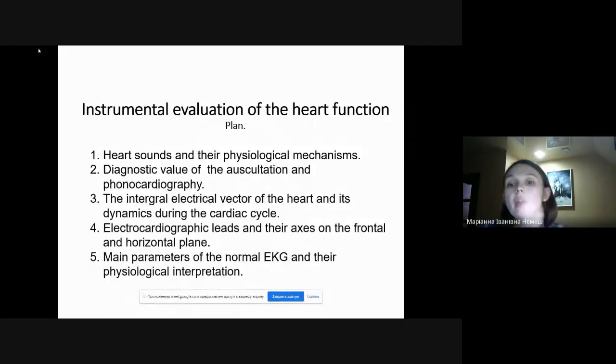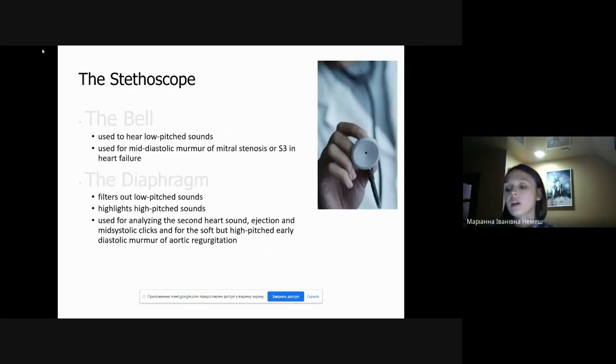Today is our plan. Heart sounds and their physiological mechanism. Diagnostic value of auscultation and phonocardiography. The integral electrical vector of the heart and its dynamic during the cardiac cycle. Electrocardiographic leads and their axis on the frontal and horizontal plane, and main parameters of the normal ECG and their physiological interpretation. Let's start with that.